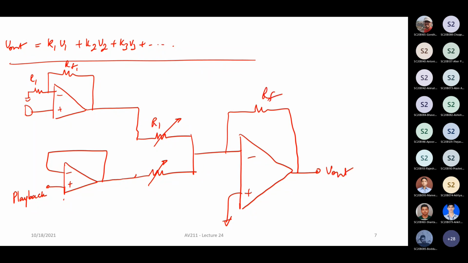What do you get? Let's say this is R2 here. This is R3 here. Let's say this is RF2. Now, basically, you have a very simple audio mixer, or audio signal addition. You have a microphone input, you have a playback input, and you add the two with different gains. You can add two different signals, whatever be the case. Is it clear? Any doubts?